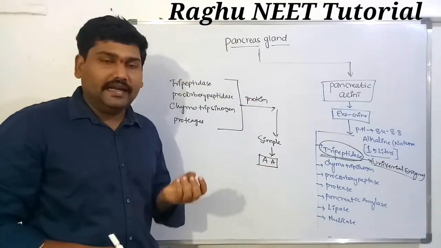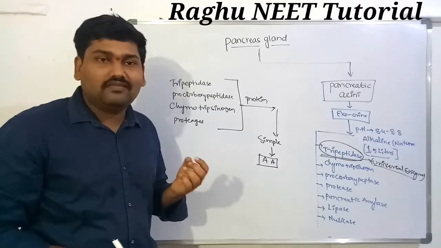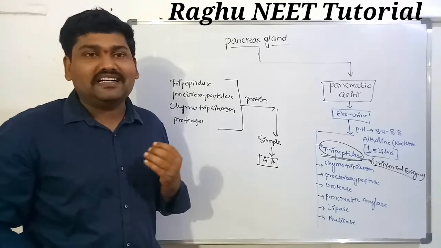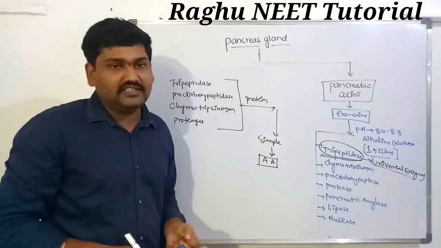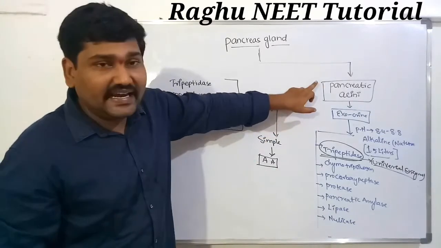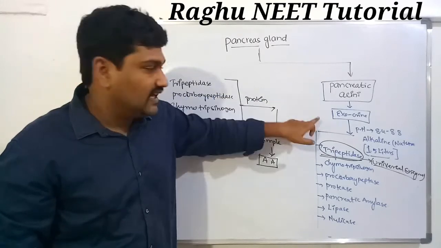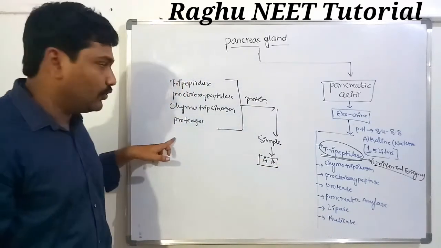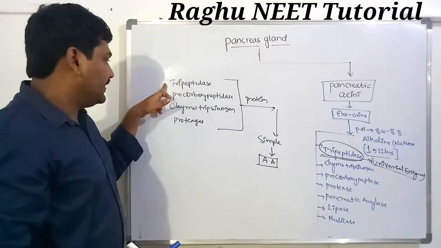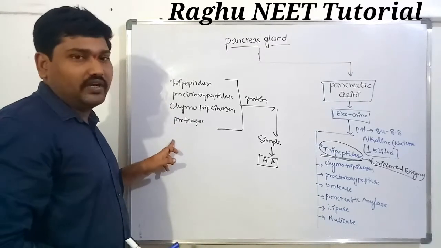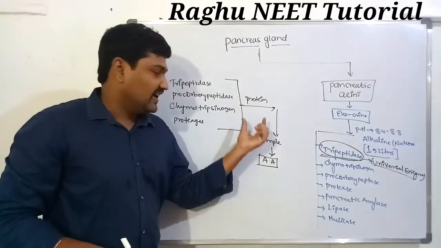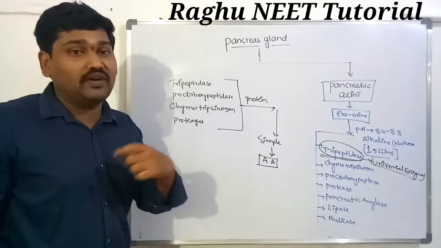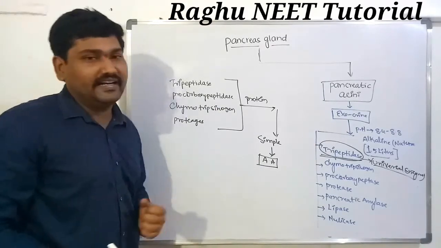The food contains a number of proteins, lipids, fats, and carbohydrates. The partial digestion occurs in our small intestine region. The partially digested protein molecules enter the small intestine region. When they enter, the pancreatic acini secrete pancreatic enzymes. These four enzymes act on protein molecules: trypsinogen, procarboxypeptidase, chymotrypsinogen and proteases. They act on protein and convert it into simple amino acids. The complete digestion of protein occurs in the small intestine region.